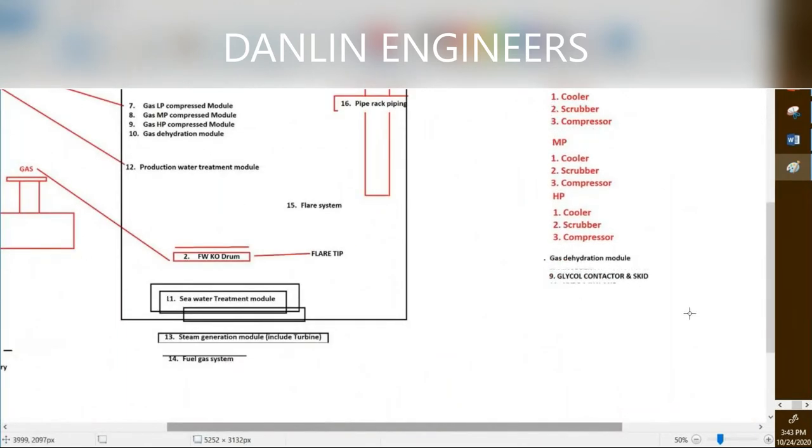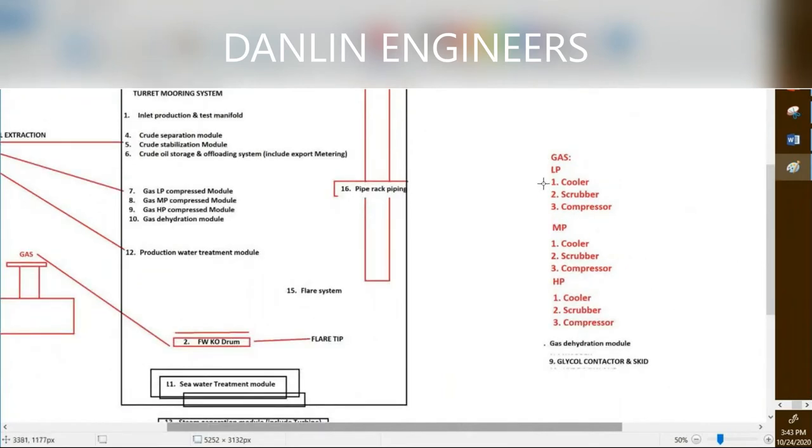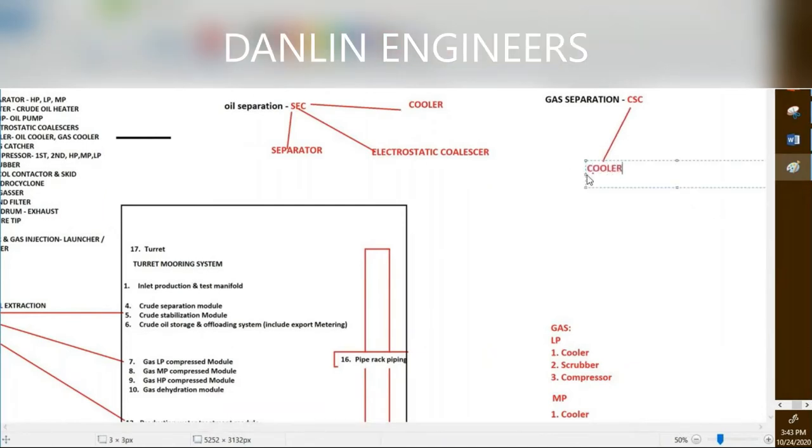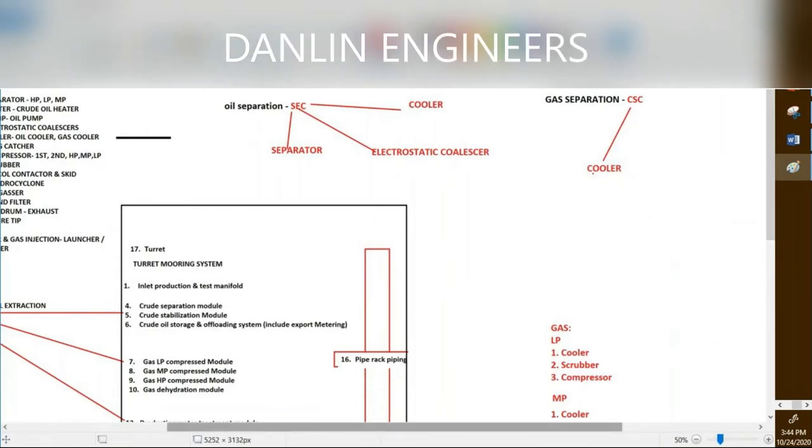So these are the arrangement of the vessels in the gas separation. So we can make it as a CSC. So that means CSC will be coming into the picture. Yes, we understood. So this is for our memory: C for cooler, and then scrubber, scrubber and then compressor.